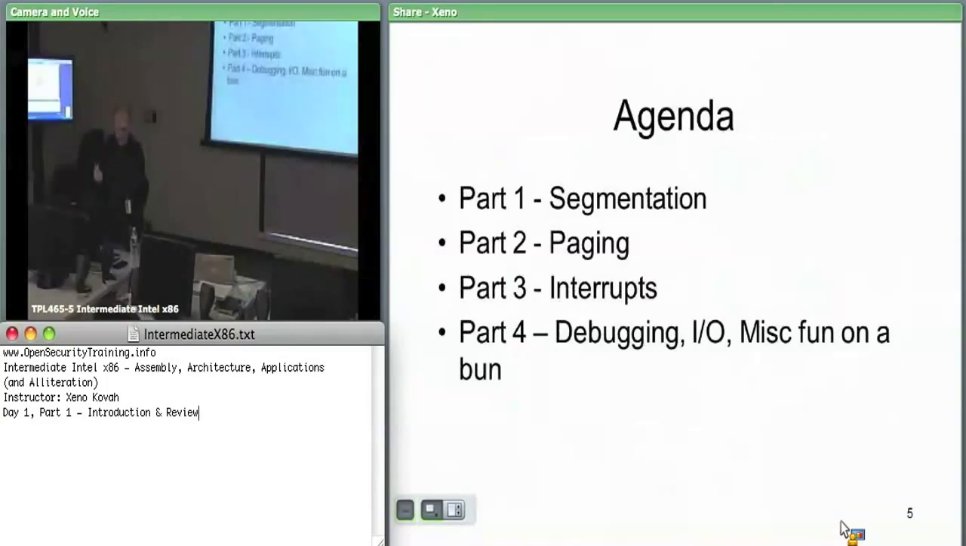Interrupts, and I should say that segmentation, the reason we're doing it first is because segmentation kind of underlies everything else. So you'll see the effects of segmentation on paging later. You'll see the effects on interrupts and maybe debugging. Not so much debugging. Kind of, but not really. So the first three are, for the malware analyst type people, good for understanding the system, good for reversing kernel malware and stuff like that. And then part four is going to be some of the very practical stuff about understanding how your tools work, understanding how debugging works, input, output, and miscellaneous.